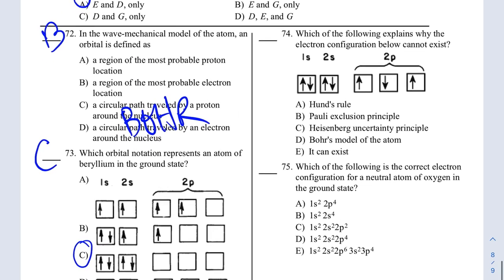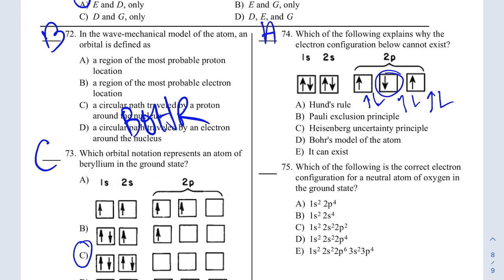Which of the following explains why the electron configuration below cannot exist? This right here. Yeah, because Hund's rule says all of them go up, up, up, and then you come back and you're down, down, down. And so this one should not be down. It should go up. That's Hund's rule.